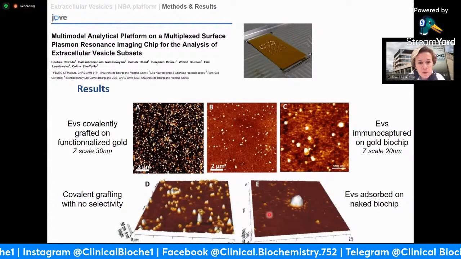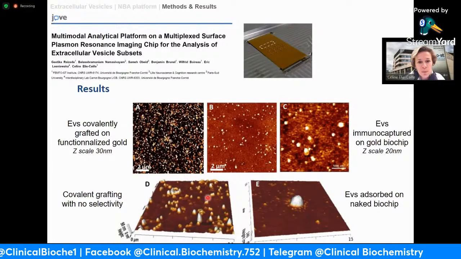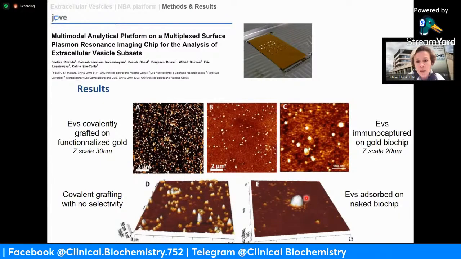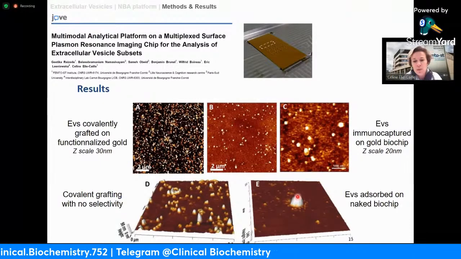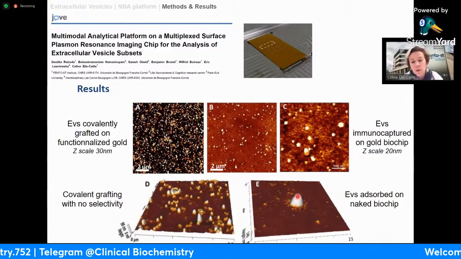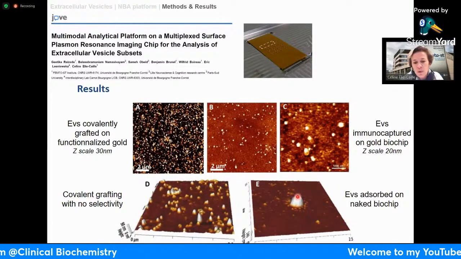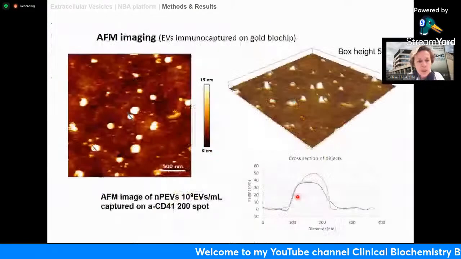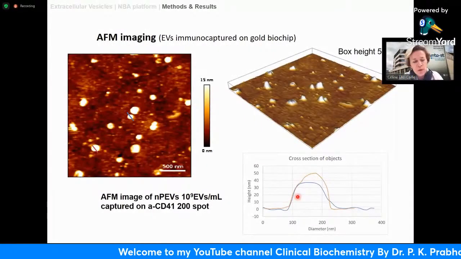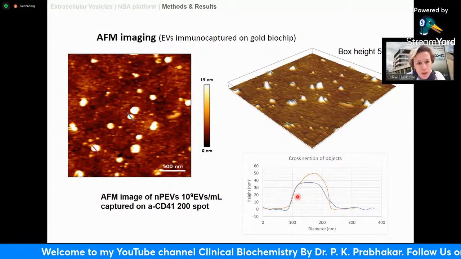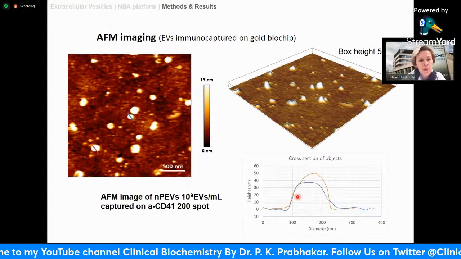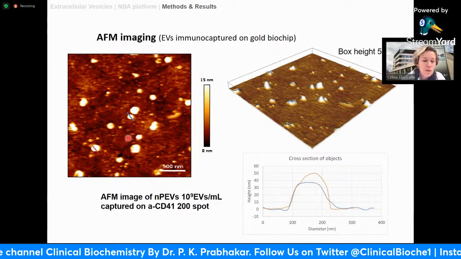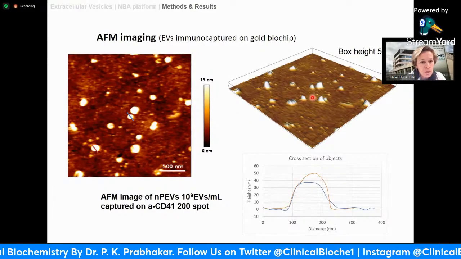And a closer view of that previous chip. On the last one here, you see large extracellular vesicles that were also just absorbed on the chip for another project. So if we go closer to the AFM view of those extracellular vesicles, you have an image on the left and the tilted image on the right.